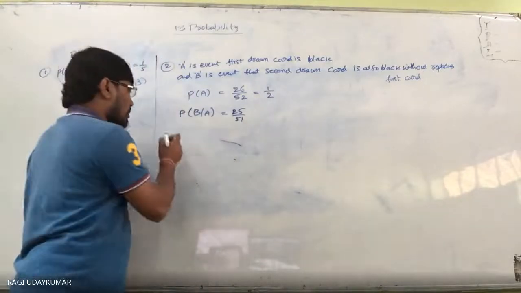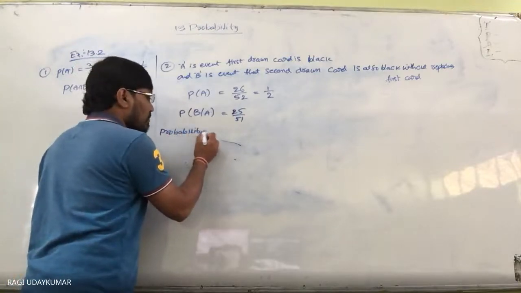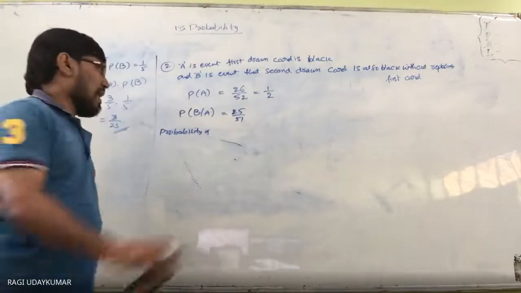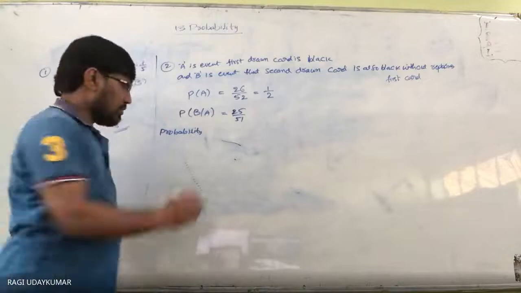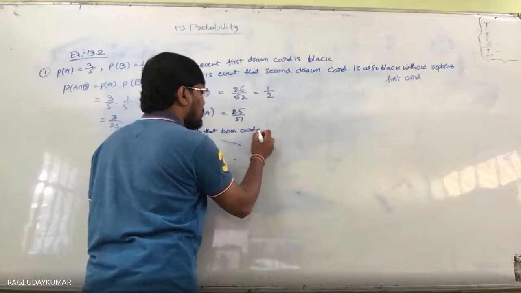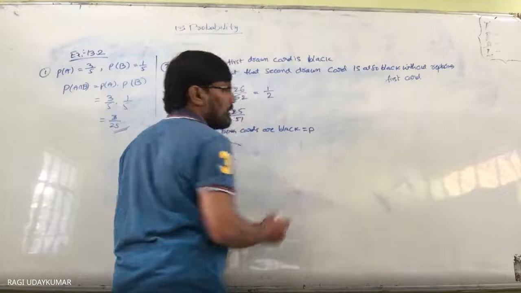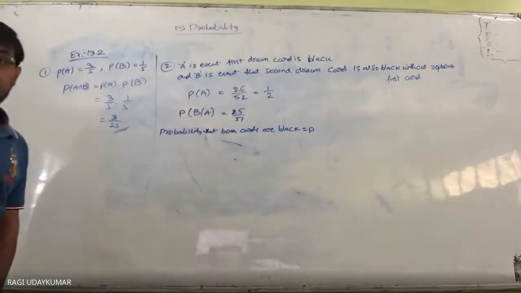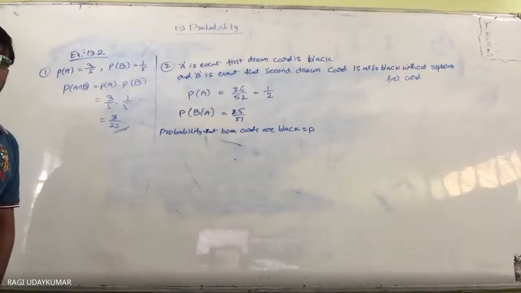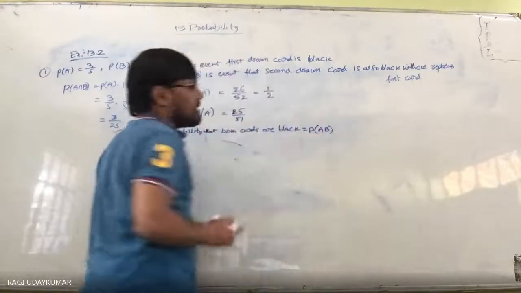And we need to find out the probability. What is the question asking? The probability that both the cards are black. This is represented by what? Does any one of you know? That representation you also need to know. It is represented by AB, as per the other consideration.